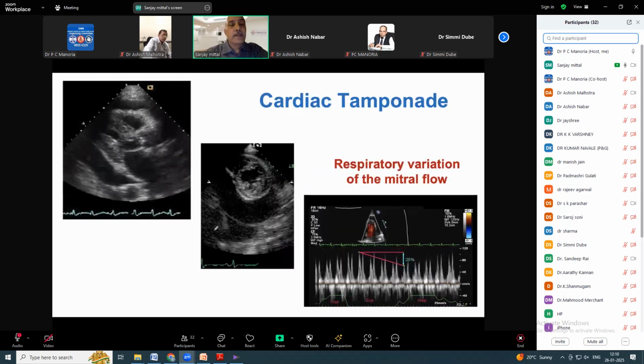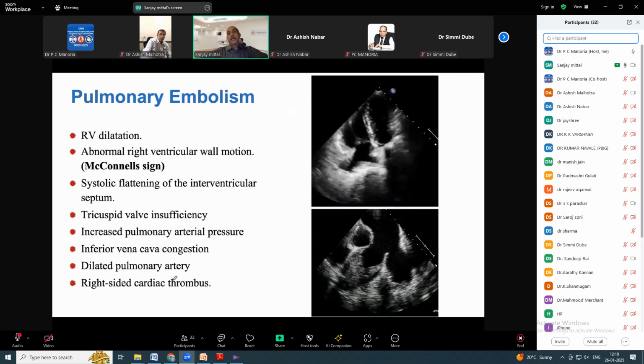Pericardial effusion, which could be a complication of viral pericarditis, tubercular pericarditis, or sometimes post-pericarditis syndromes, could also be things to be looked at. And tamponade, we all know how to diagnose. A lot of variation in the mitral inflow pattern could be definitely diagnostic of tamponade. And a simple draining of this fluid can actually improve the hemodynamics and save lives. And that is what is important for us to diagnose on the emergency table.